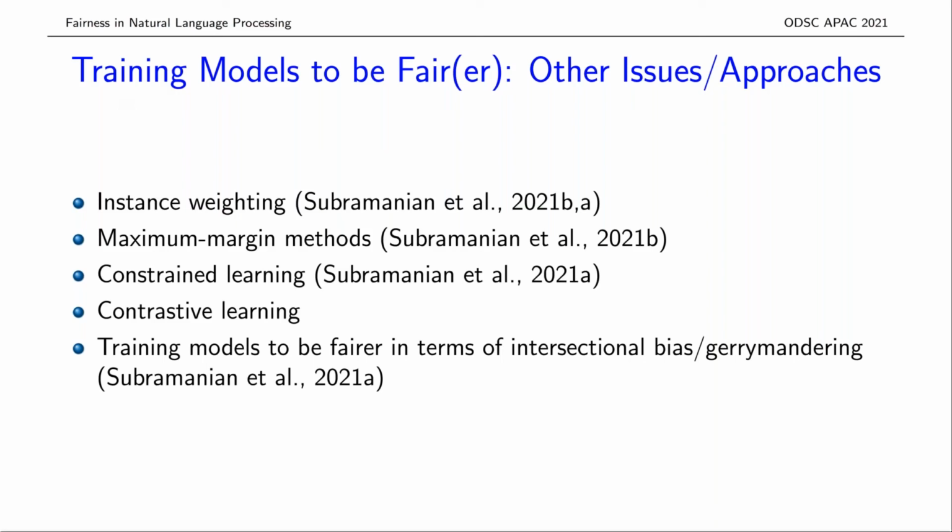We've been doing a lot beyond just adversarial learning. You've got a bit of a dump of it here. It's anything from instance weighting to max margin methods to constrained learning to contrastive learning. So lots of different approaches, and what methods work best tends to depend on the specifics of the data set and things like the arity of the target variable, and how you're doing your evaluation of fairness as well.